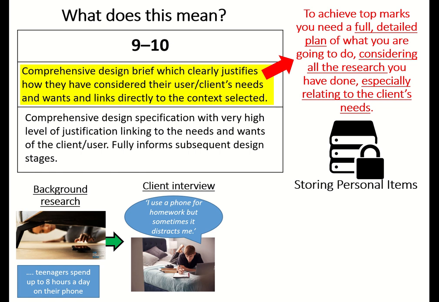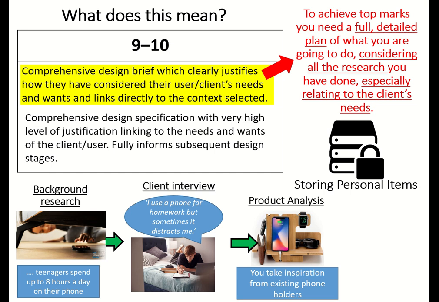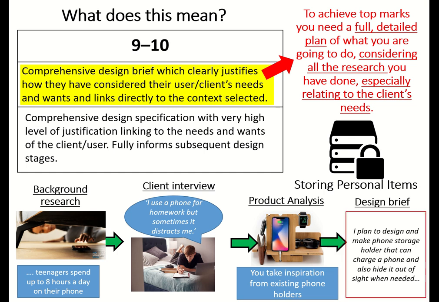You're building up a picture of issues here. And then product analysis, you should summarize what you find out, maybe what are the main weaknesses with existing products. Then you can state what you're going to do about it. And it's a design brief. A sentence would be something like this: I plan to design and make a phone storage holder that can charge a phone and also hide it out of sight when needed, and so on.